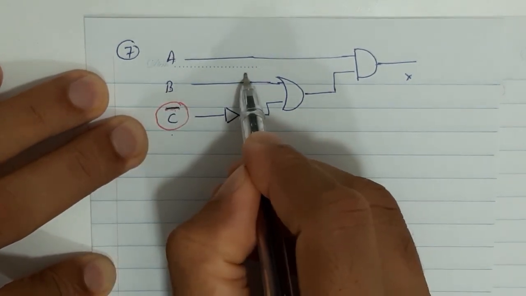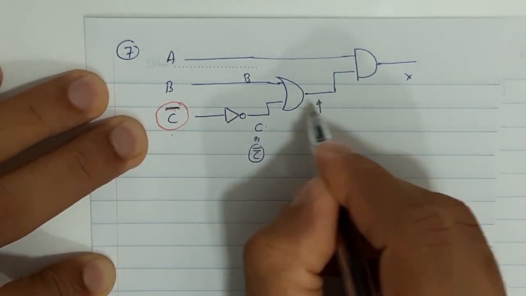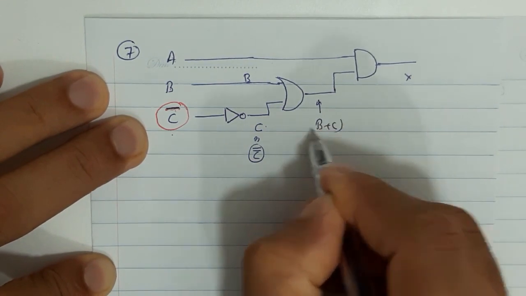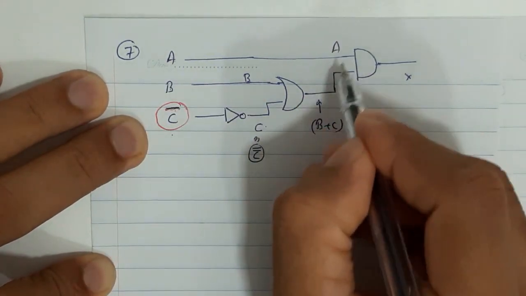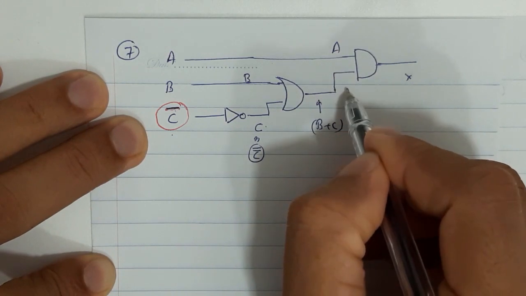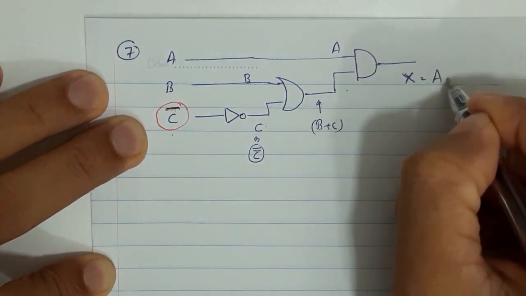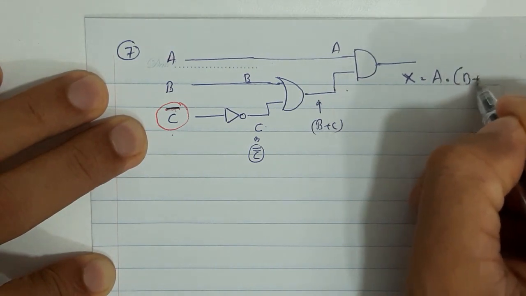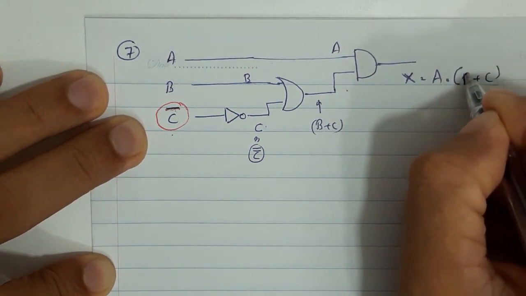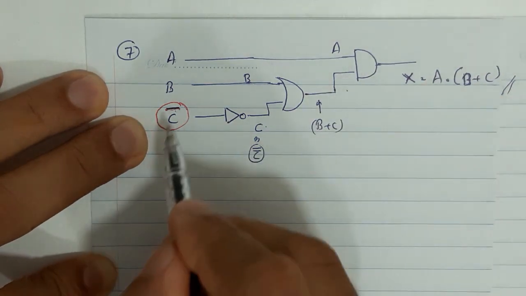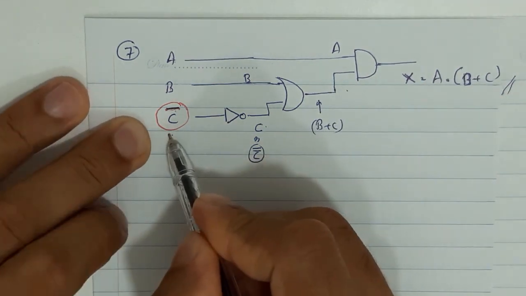Then this channel goes to B, then B and C go through the OR gate, it becomes B plus C. Then this channel joins with A, then A dot this. So our final equation is A into (B plus C). So we have the answer. This is very simple, but the tricky point here is they are giving it as C bar.